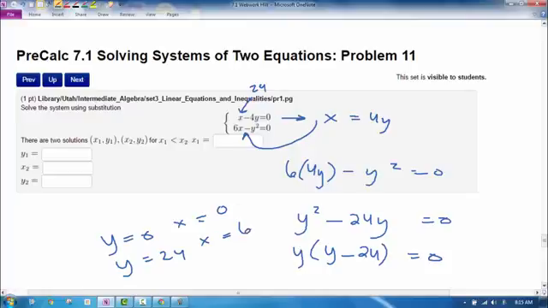So it looks like it wants the smaller one first, in which case that'd be 0, 0. And then it wants the bigger one, so that'd be 6, 24. And this one wasn't right because I plugged 24 in for x and not y. So it goes in for y right here, which gives you negative 96. When you add it to both sides, you get x equals 96. So this should have been 96, not 6.